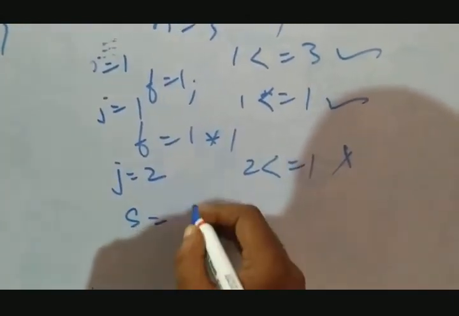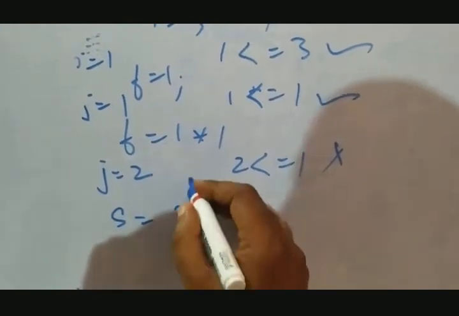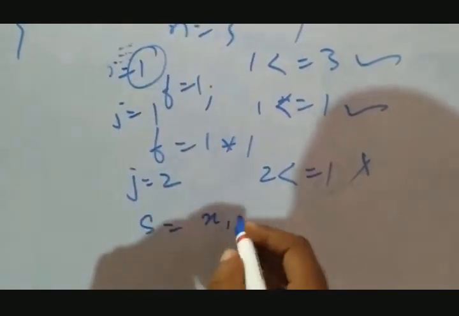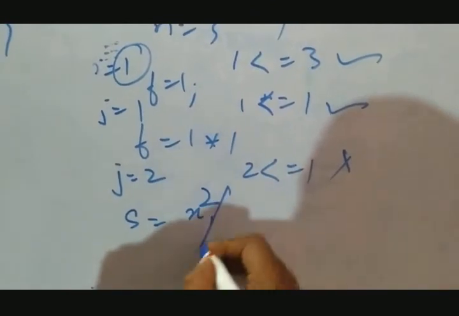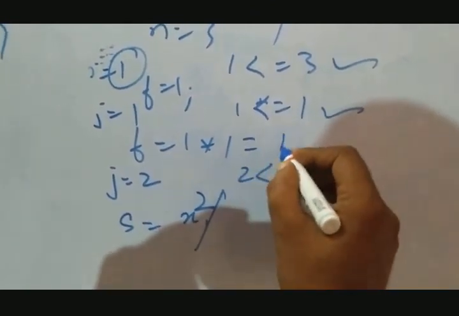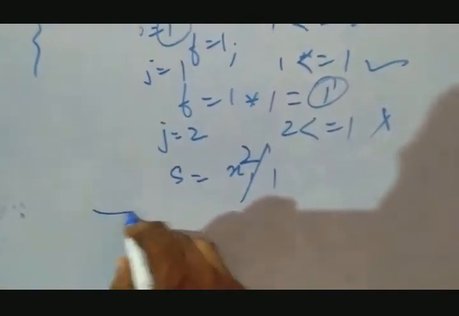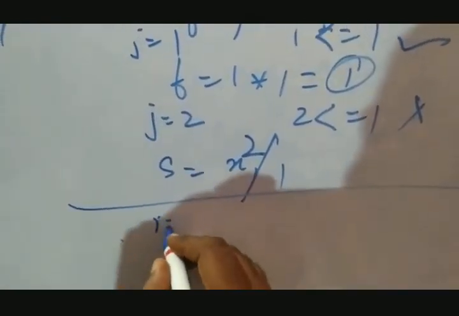Sum equals to x to the power I plus 1. I plus 1, I value is 1. 1 plus 1, that is 2. Upon factorial f. What is factorial f? 1. So it is 1. Alright. Then I value changes to 2.